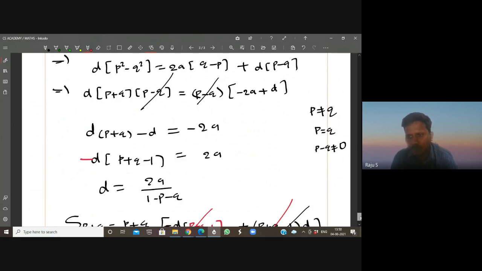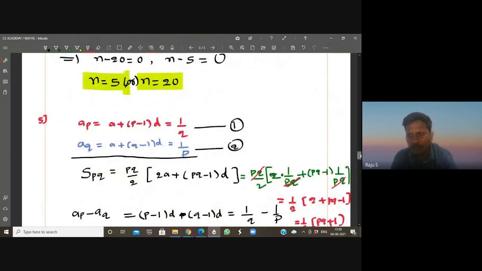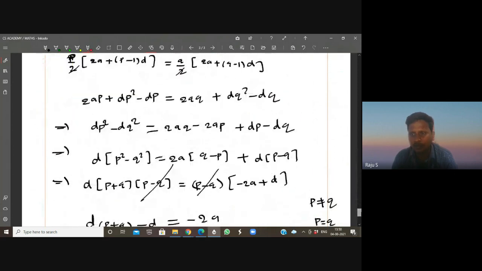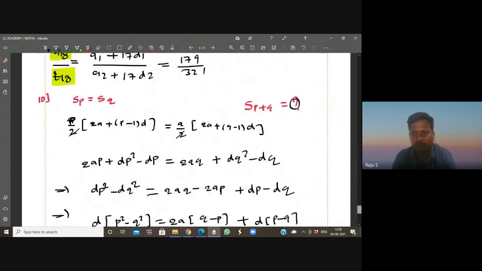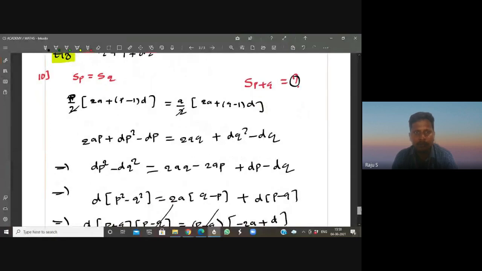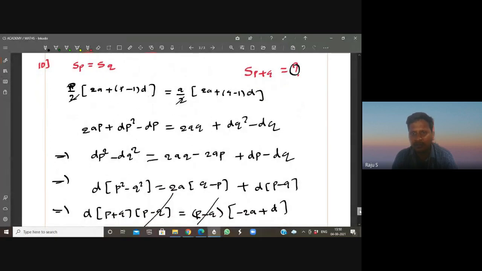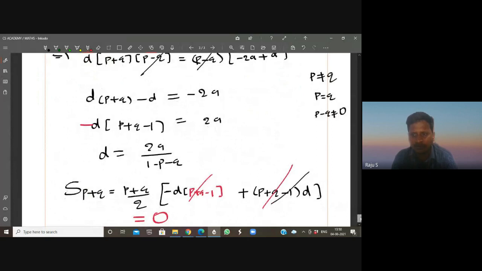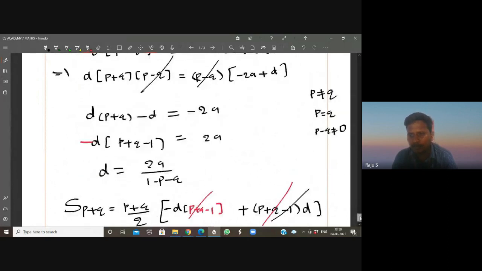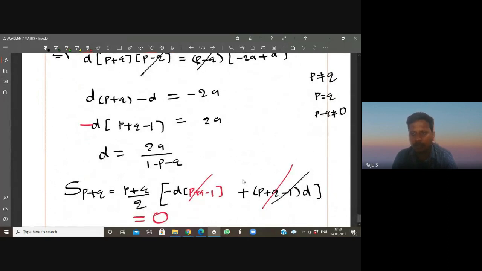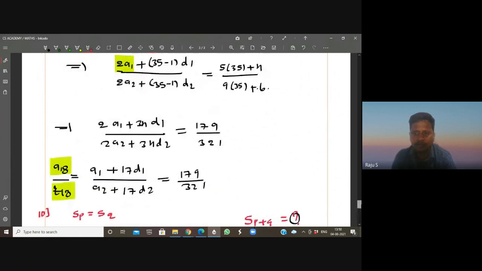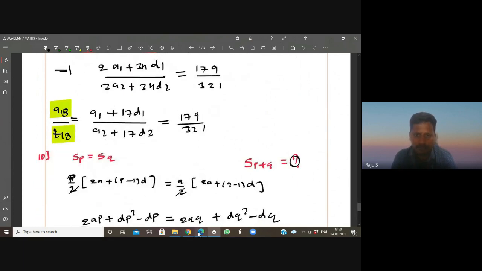So is it clear, students? What we have done in this question: SP is equal to SQ, we simplified, found the 2a value, and substituted it in the S of P plus Q term. Inside, both terms cancel, and finally the sum of P plus Q terms becomes 0.